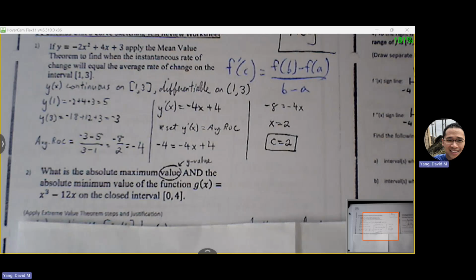Right, everybody okay with number 1? Number 2, what is the absolute maximum value and the absolute minimum value? So we're looking for absolute max, absolute min. This is the extreme value theorem process. So extreme value theorem requires continuity on the closed interval, but no statements of differentiability. Okay, so we don't need the graph to be a smooth curve. We just need the graph to be connected. So no statements of differentiability for extreme value theorem. We only do differentiable for mean value theorem and Rolle's theorem.